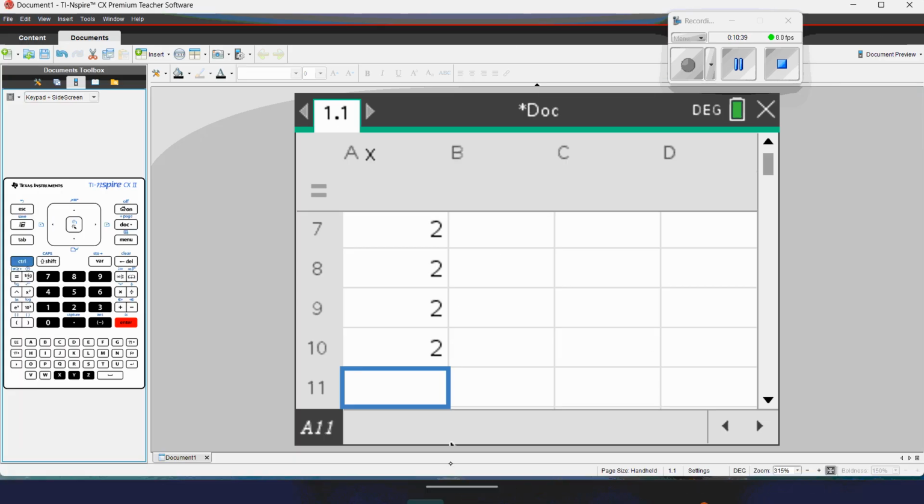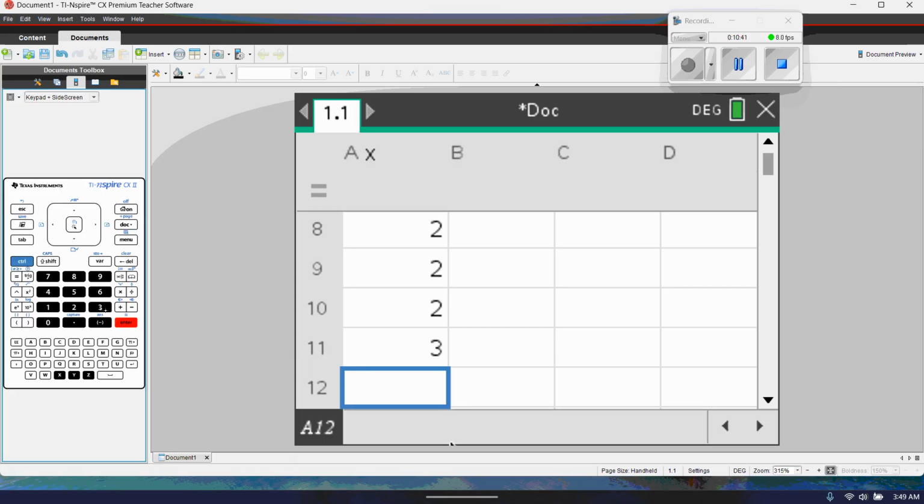Okay, we got 3 5s. 1, 2, 3, 4, 5. 2 4s. 1, 2, 2 5s. 1, 2, and 1 6. Okay, so it says I have 20 numbers, which is, I believe, how many dots there are.